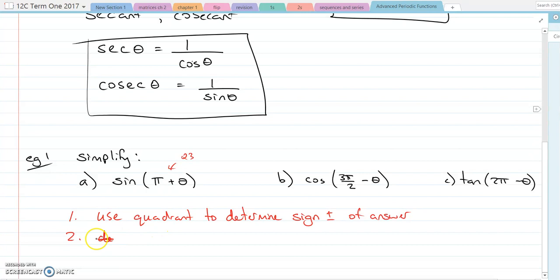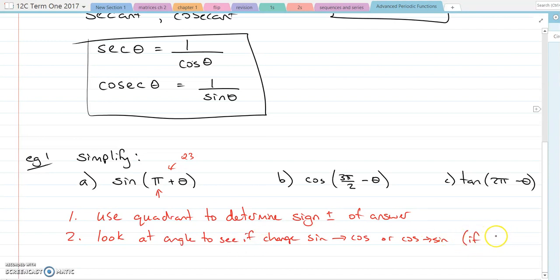The next step is a little bit tricky. You don't always have to do this, but you have to decide, do I need to change cos to sine or sine to cos? So basically you look at this part here, the angle, to see if we change sine to cos or cos to sine. You only do that if this angle is like pi over 2, 3 pi over 2, 5 pi over 2, etc. It's got to be a half. You don't do this if this angle is just a pi or a 2 pi. You're not going to change anything. And the last step is just write the answer.